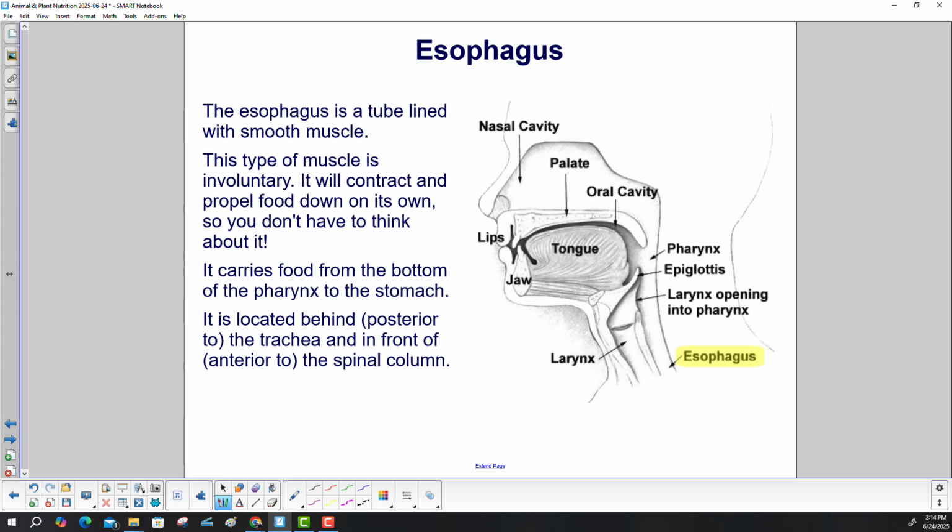The esophagus is a tube lined with smooth muscle. This type of muscle is involuntary. It will contract and propel food down on its own, so you don't have to think about it. It carries food from the bottom of the pharynx. Here's our pharynx right over here, and here's the esophagus going down. It's a tube, so it's carrying the food from the bottom of the pharynx to the stomach. It is located behind, posterior to, the trachea and in front of, or anterior to, the spinal column.